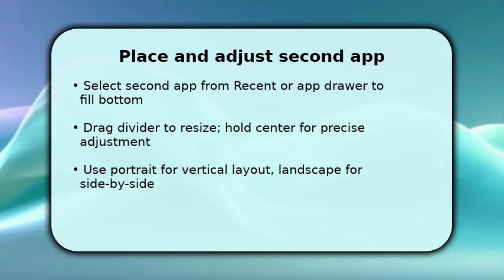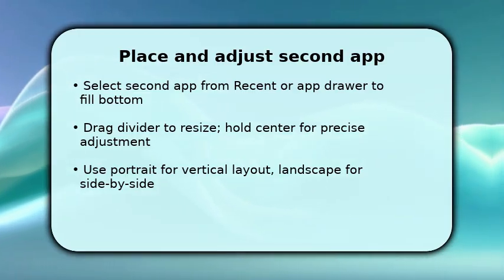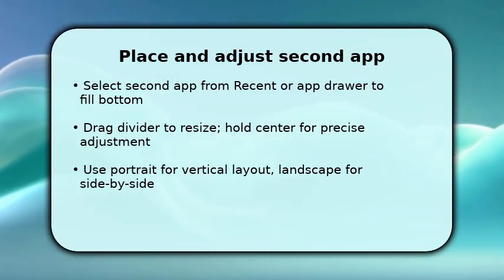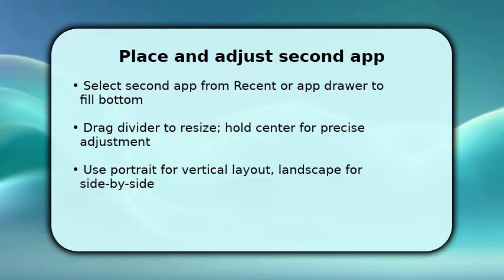Then drag the middle divider to set the split ratio. Hold briefly for finer control and precise resizing. Make sure to switch orientation if you want side-by-side views, because landscape offers more horizontal space.